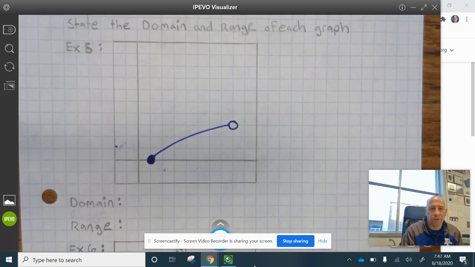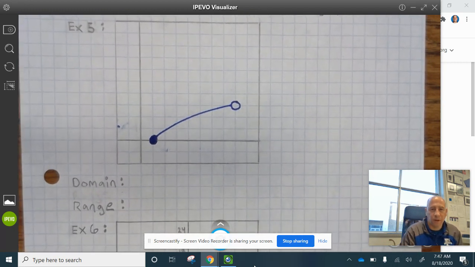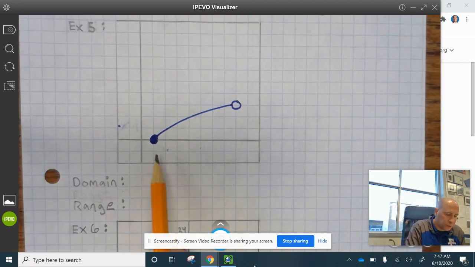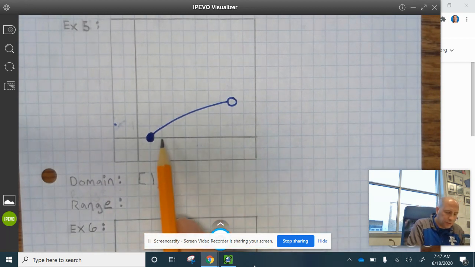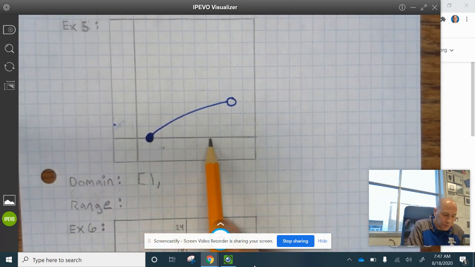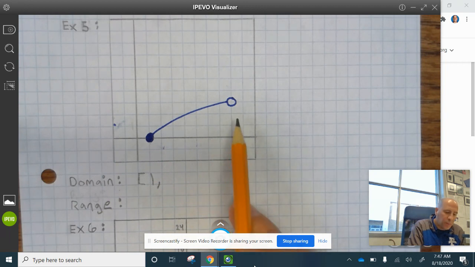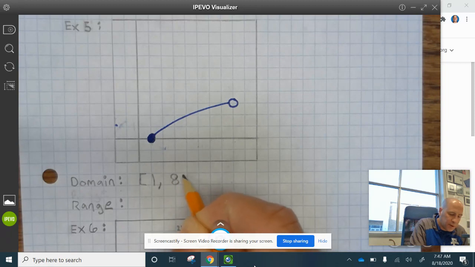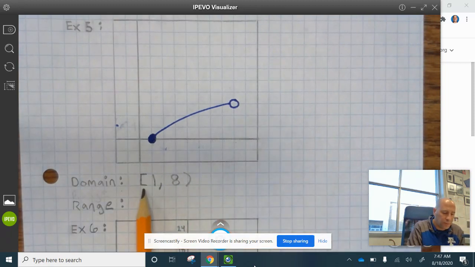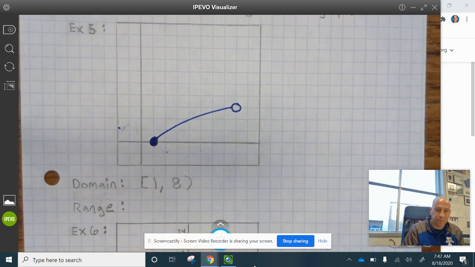All right. So example 5. Now domain is from left to right. So the leftmost point is at +1. Now that's a closed circle, so it's bracket. So you're going from 1, 2. Here the x value is 1, 2, 3, 4, 5, 6, 7, 8. The x value is 8, but it's an open circle, so it's not included, so it's a parentheses. So the domain is from 1 bracket to 8 parentheses. So it's including 1, but it doesn't include 8.